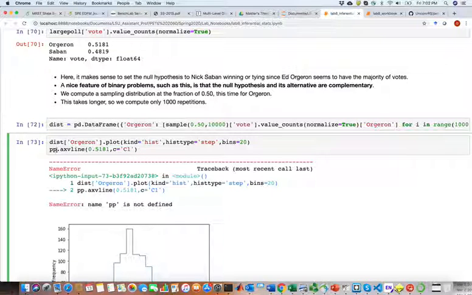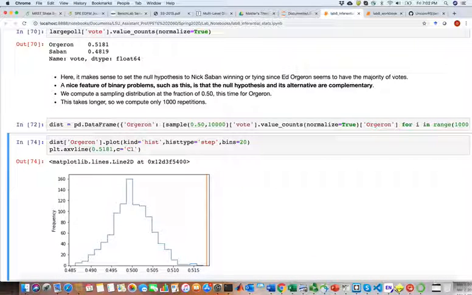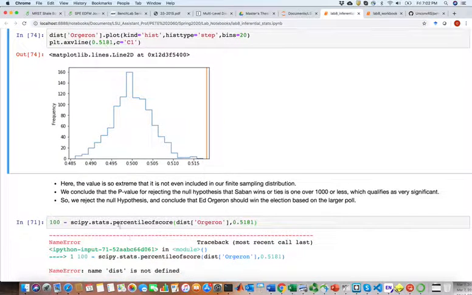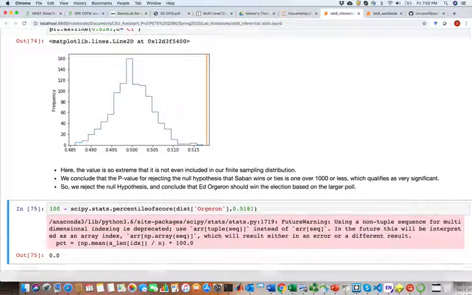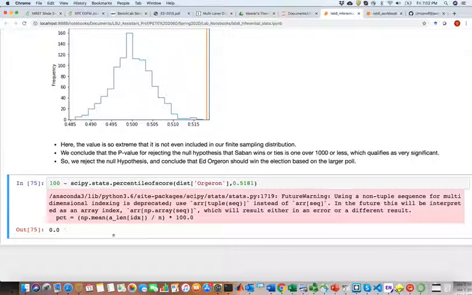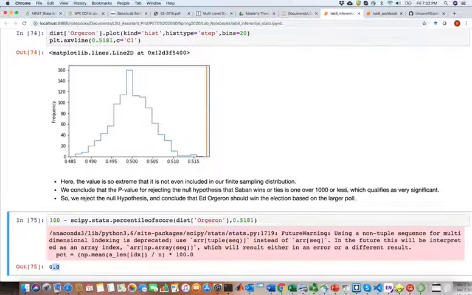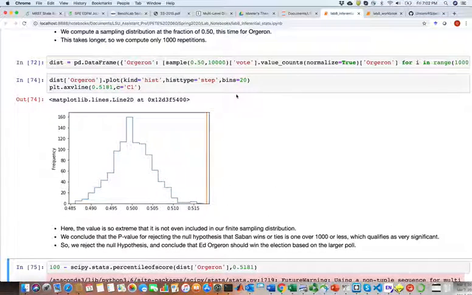Yeah, I probably imported it as PLT. Yeah, I imported matplotlib as PLT. So that fixes that problem, and this will run now. And it's actually 0.0. There may be another number in maybe the 15th or 17th decimal place, but for all practical purposes, it's almost zero. So we can reject the null hypothesis and conclude that Ed Orgeron will win the election based on the larger poll. And interestingly, we actually won the game against Alabama.